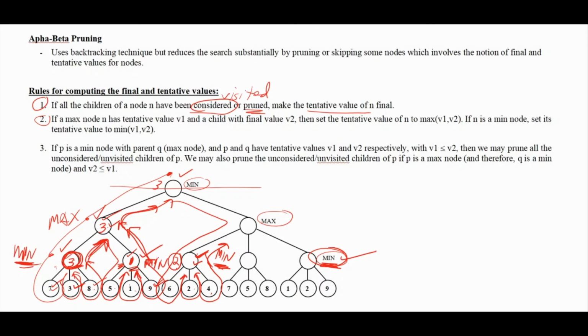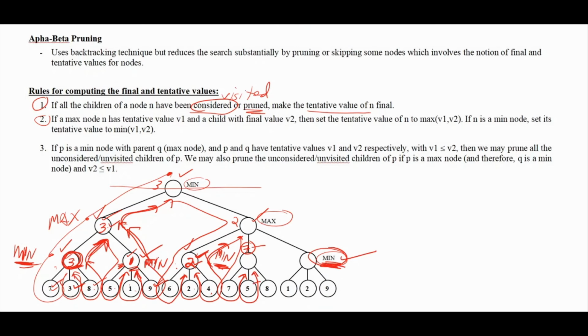So we make it a final value. So this has a final value of 2. And then when we go up back to this node, we bring this evaluation value to propagate it to the parent node. So this parent node of this node will have a tentative value of 2. And then when we go down, visit 7, set this as the tentative value of this node. Then we go down to 5, update the tentative value by getting the minimum of 7 and 5.